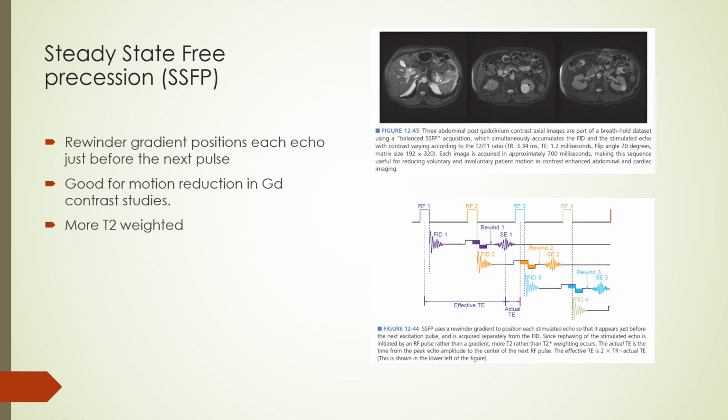Steady-state free precession sequences are more T2 contrast weighted and are useful for brain and joint imaging and can be used with three-dimensional volumetric acquisitions. The bottom image shows the balanced steady-state free precession sequence. This sequence is useful for reducing patient motion in gadolinium contrast studies.